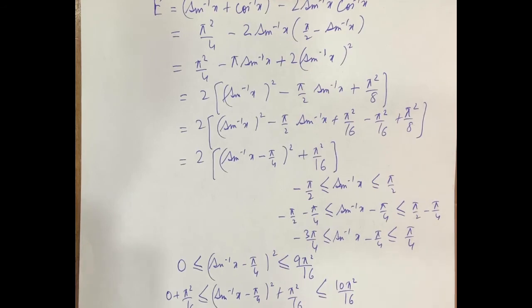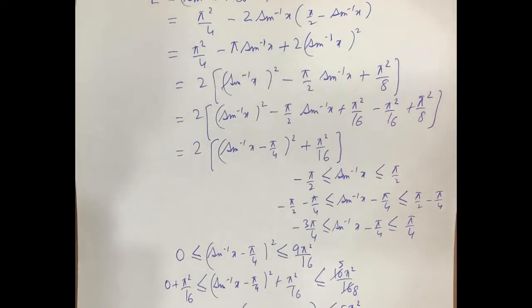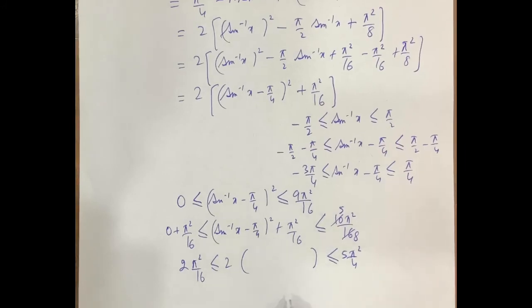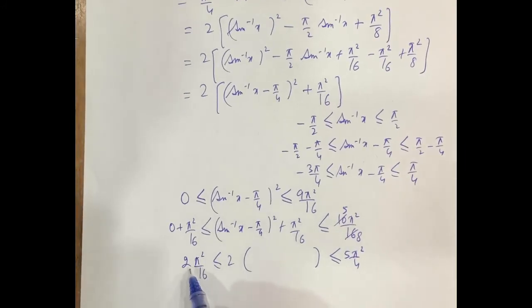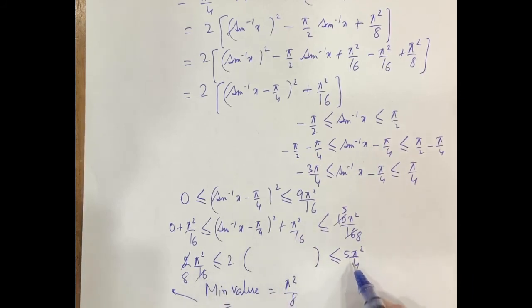So this is pi square. We need 2 also, so 2 into pi square by 16 is less than or equal to twice of this, less than or equal to, this is 5 and this is 8, multiplying by 2, this is 5 pi square by 4. So what is this? This is pi square by 8. So you can say this is the minimum value. The minimum value of the expression is pi square by 8, and this one is the maximum value. The maximum value is 5 pi square by 4.